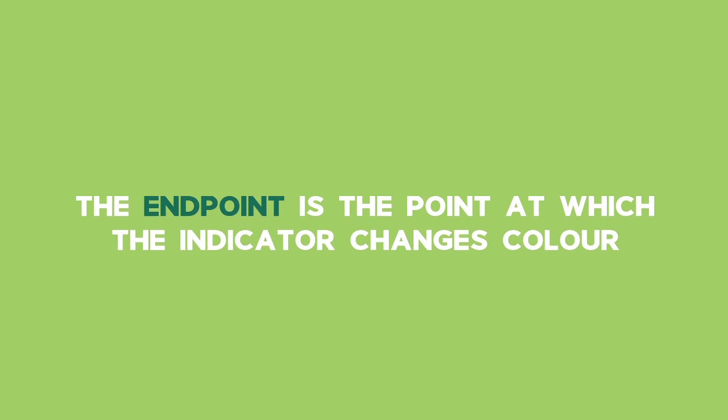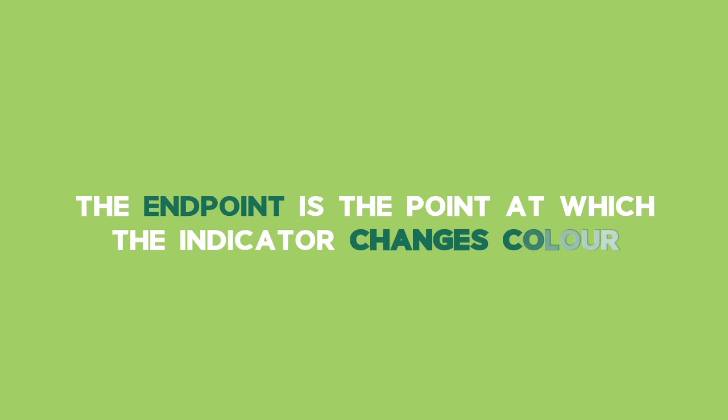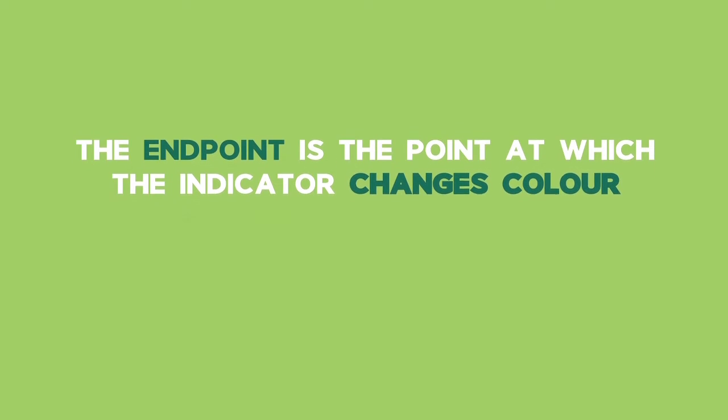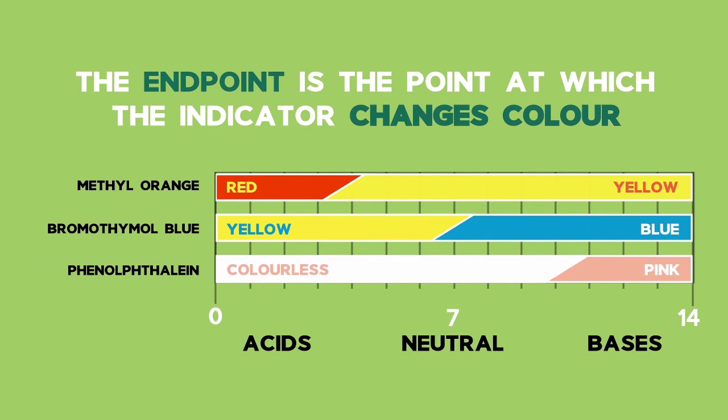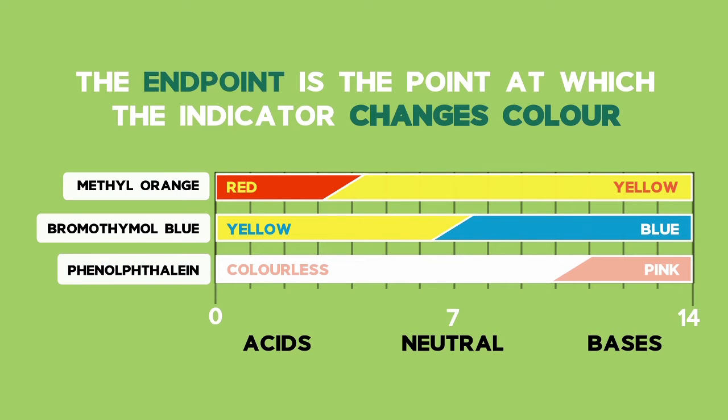The endpoint of a titration is the point at which the indicator changes color. To find the equivalence point, we choose an indicator which changes color at the same pH as the endpoint. Three indicators are available to us in a school laboratory: methyl orange, bromothymol blue, and phenolphthalein. Their colors and pH at the endpoint are shown in the table.